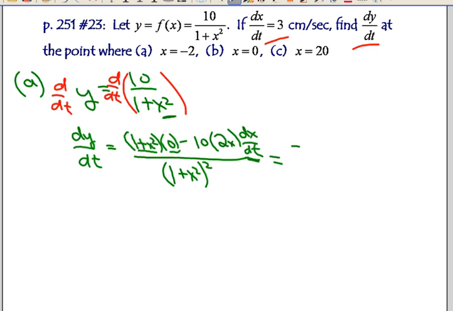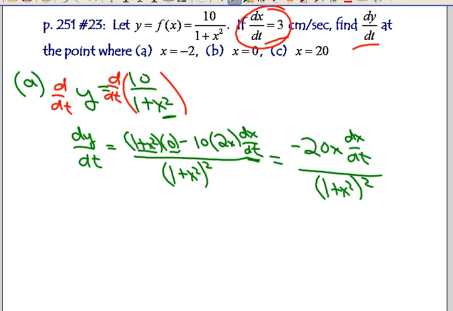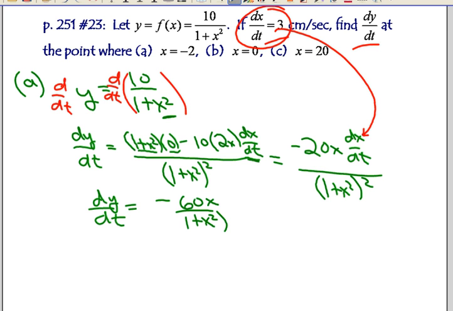Simplify the top. It looks like a negative 20x dx/dt. And I've got a 1 plus x squared, the quantity squared, on the bottom. Okay, I've done most of my work. I notice in the problem, they told me dx/dt is 3. I've now taken the derivative, I can sub that in. And so I get dy/dt, kind of my general equation here. dy/dt equals, when I sub in 3 for dx/dt, negative 60x over 1 plus x squared, squared.